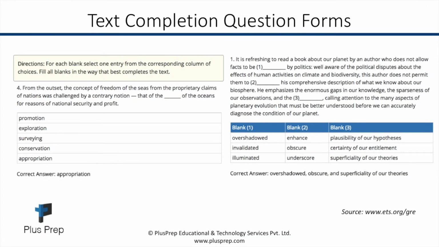Let's take a closer look at the question types and specifically the question forms in which they are displayed during the day of the test. Looking at text completion, there are three forms to this question. There is the single blank, the double blank, and the triple blank.